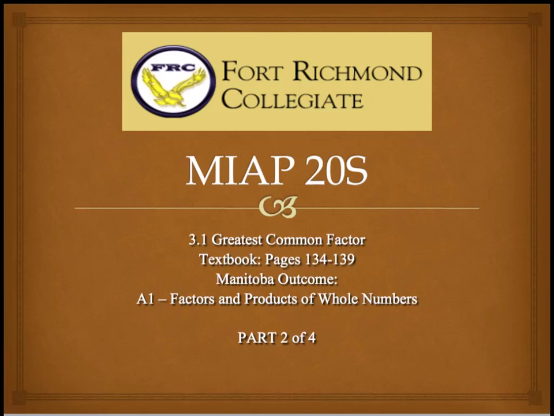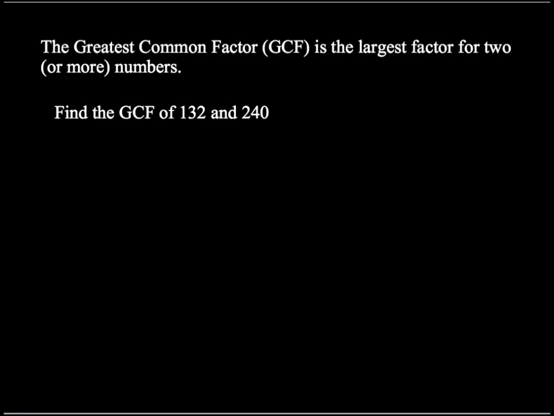Okay, welcome to the second video on outcome A1. That's factors and products of whole numbers. And so we're going to look now at the idea of the greatest common factor. So here's our first example. Now first off, the greatest common factor is the largest factor for two or more numbers.